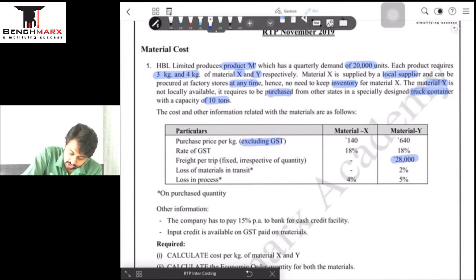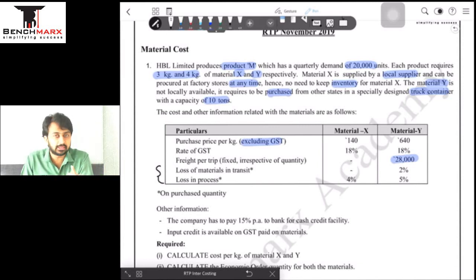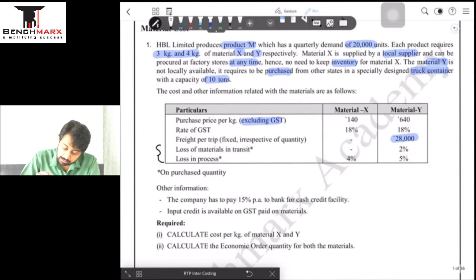Let me mark this. These two things will be used to find the denominator. As I said, it is the total cost for the whole year upon the net kgs which I can use. The net is to be worked out keeping these losses in transit and in process in mind. So this will be useful for my denominator. Theek hai. And the star mark mentions that it is on purchased quantity. So my loss in transit and my loss in process are both on the purchased quantity.